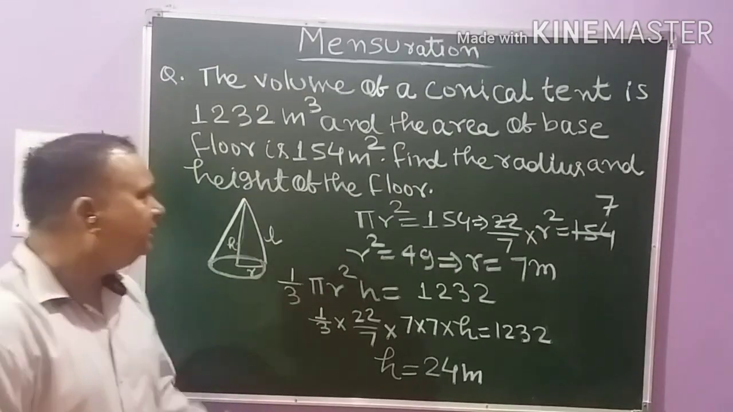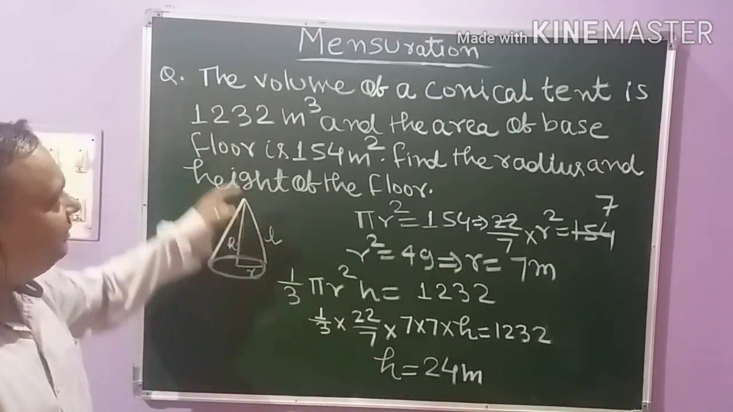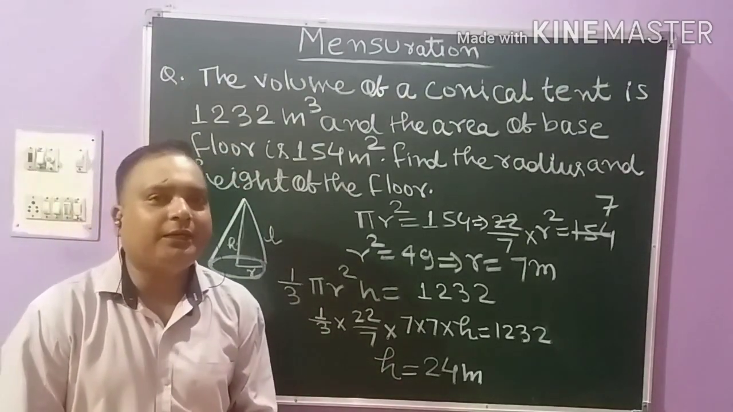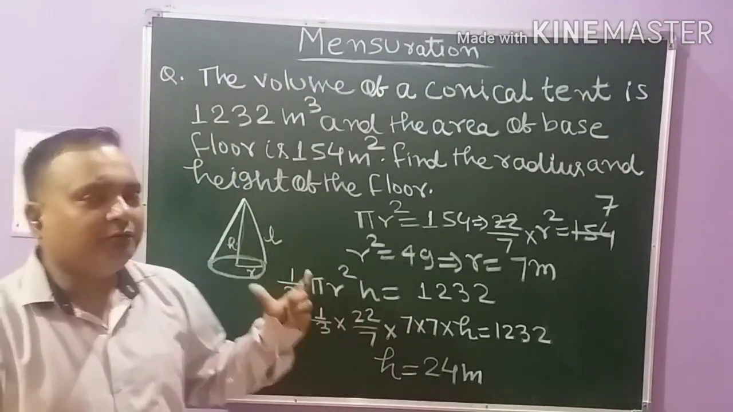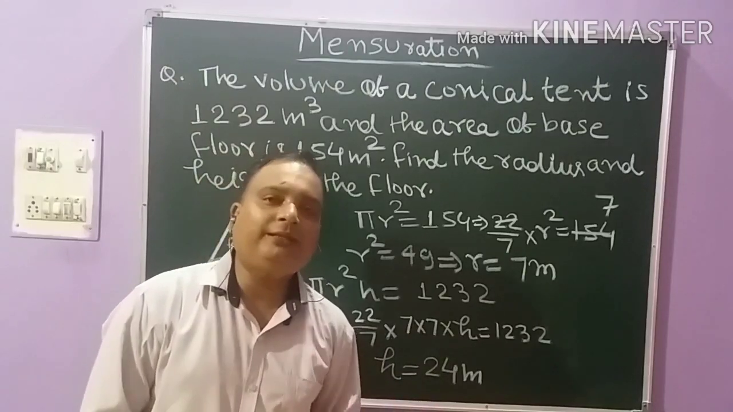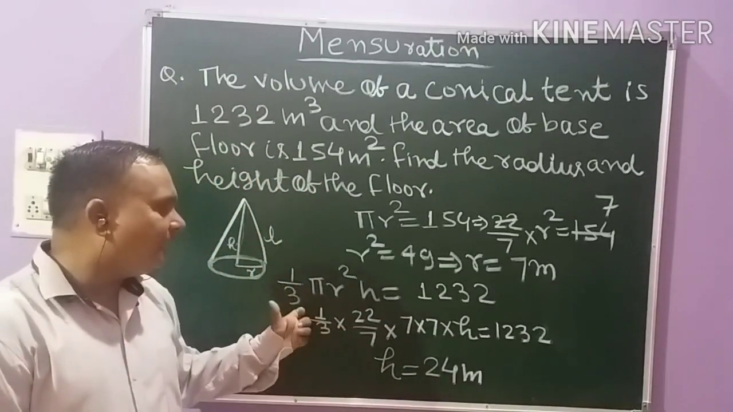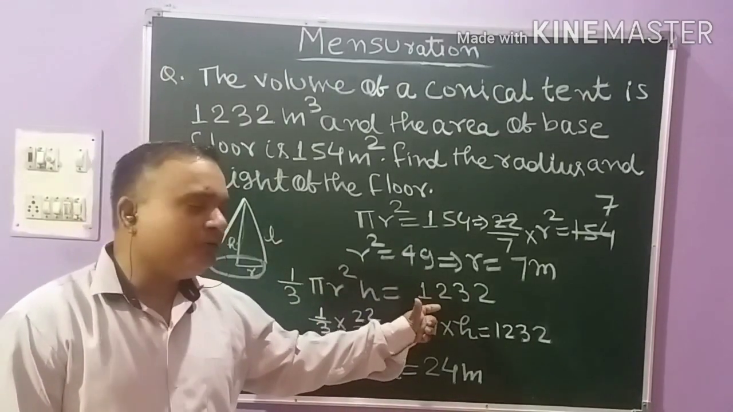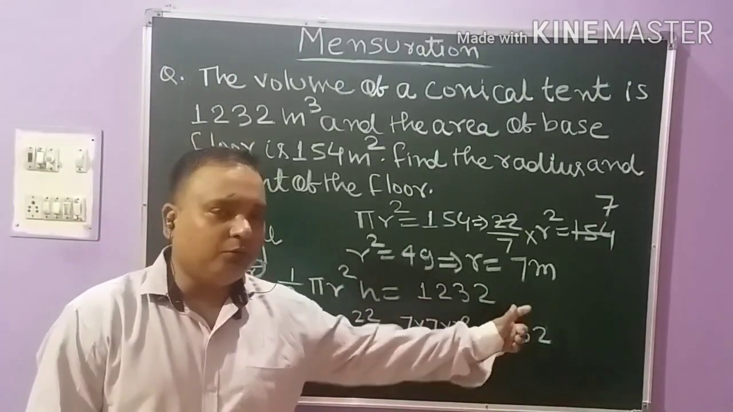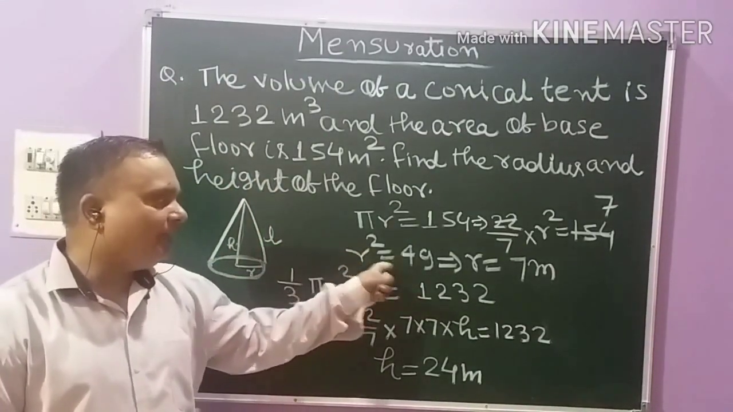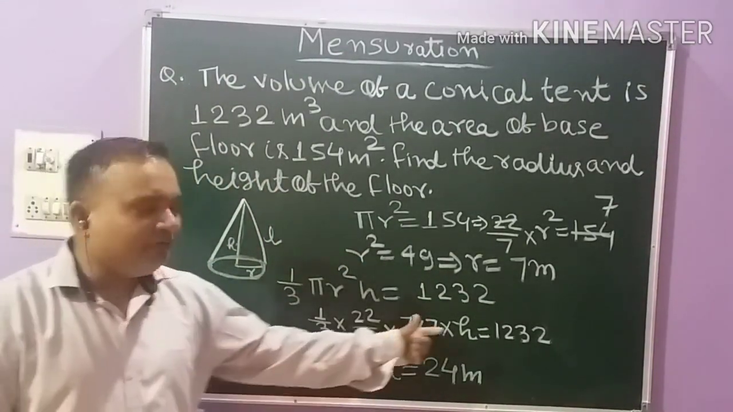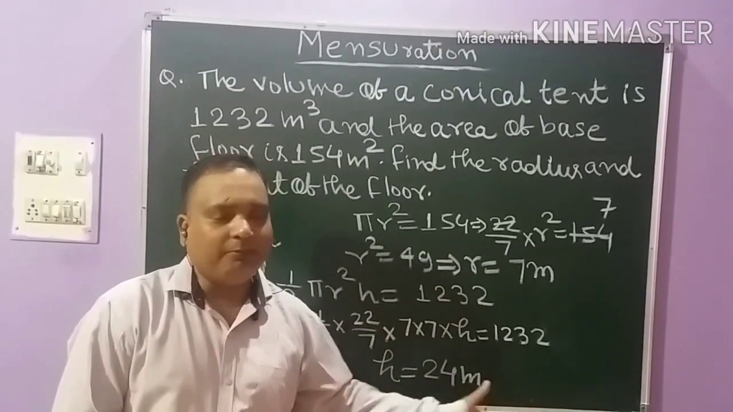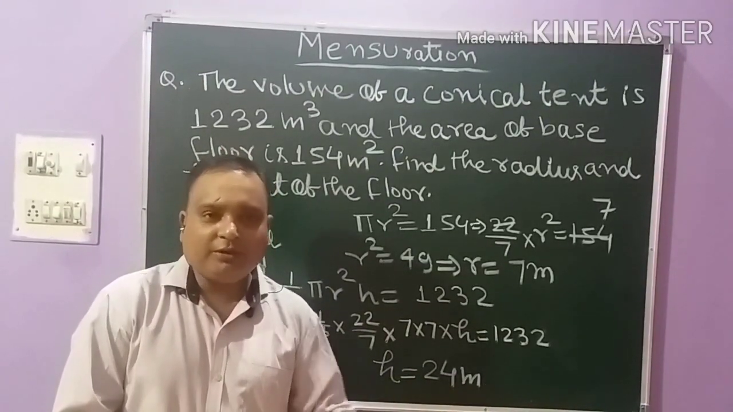Now we have to find the height of the floor and the volume is given, that is 1232 meter cube. We know that volume of cone is 1 by 3 pi r square h. So just write the formula, 1 by 3 pi r square h. The value is given, that is 1232. Put the value of r equal to 7 meter. When we solve, the height of the floor will be 24 meter. Now we solve the next question.